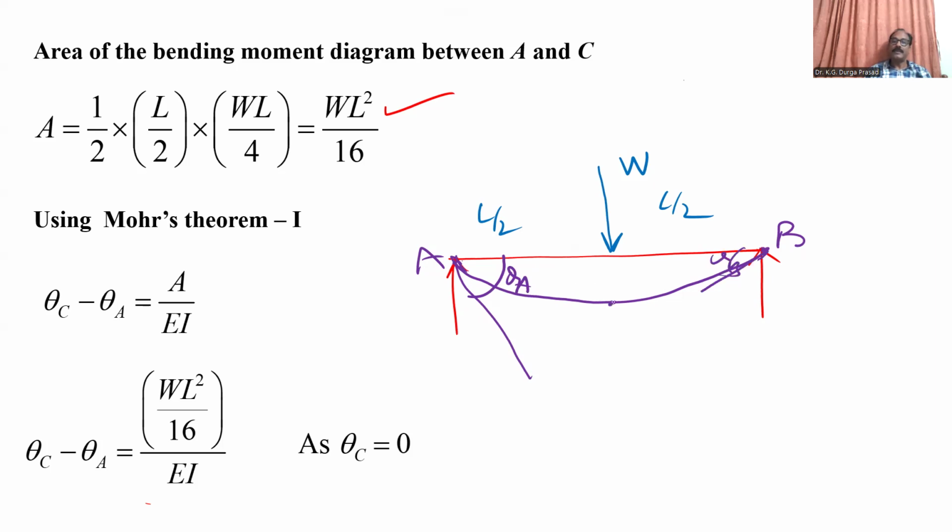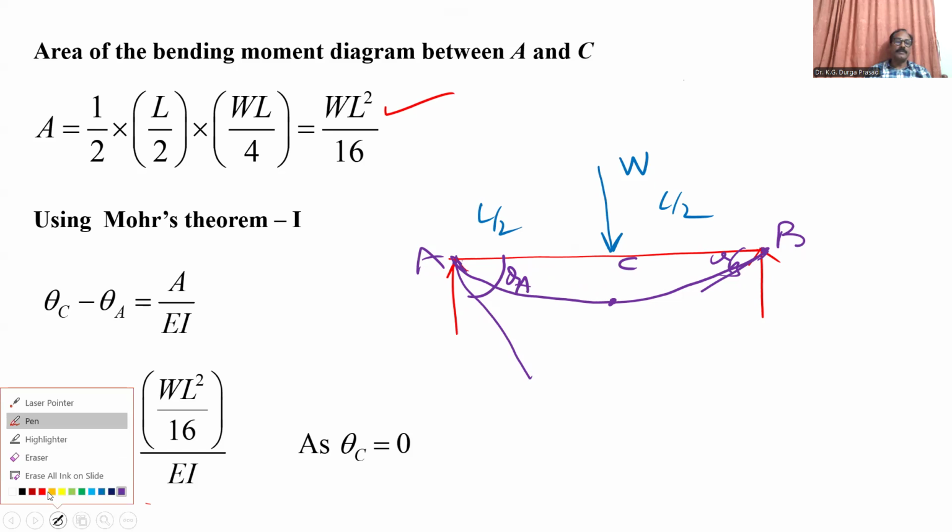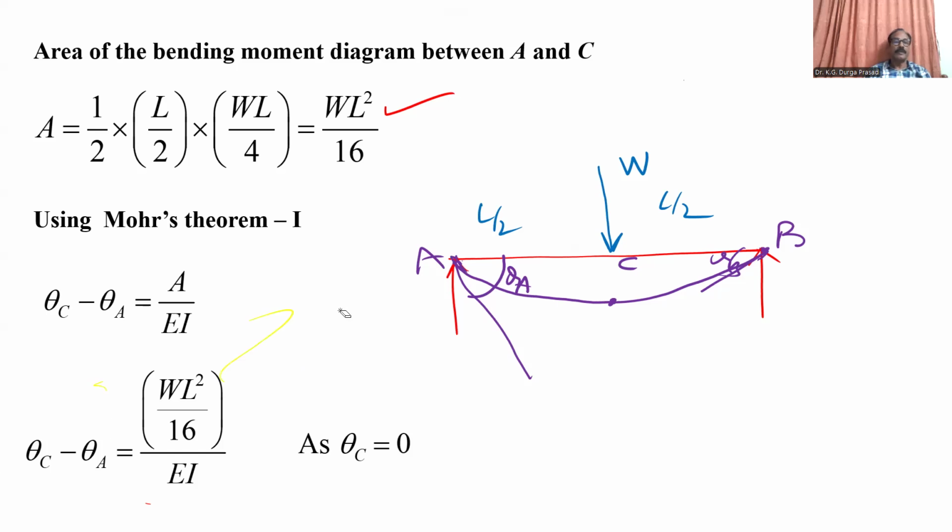What about the point C? That means this is point C. At point C, you draw a tangent. You see this? This tangent makes how much angle with the horizontal? Coincides with the horizontal. Therefore, what is the slope? Here 0. At point C, slope is 0. So that's why here theta C is 0.